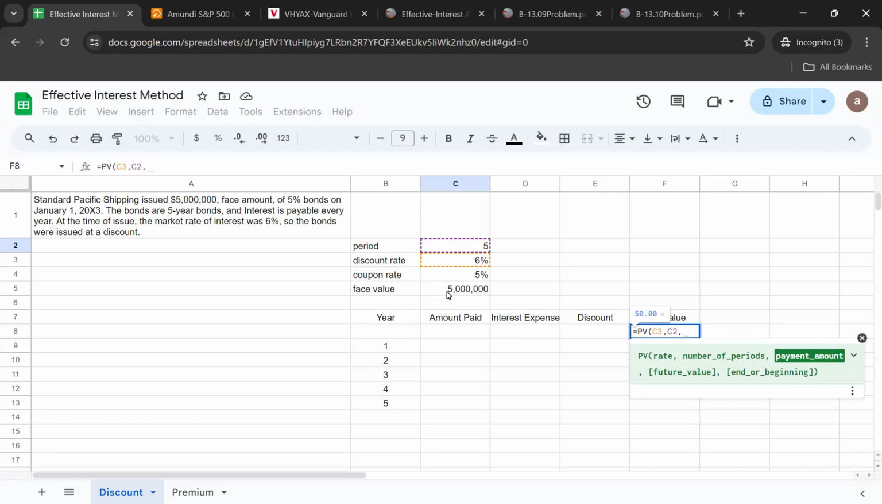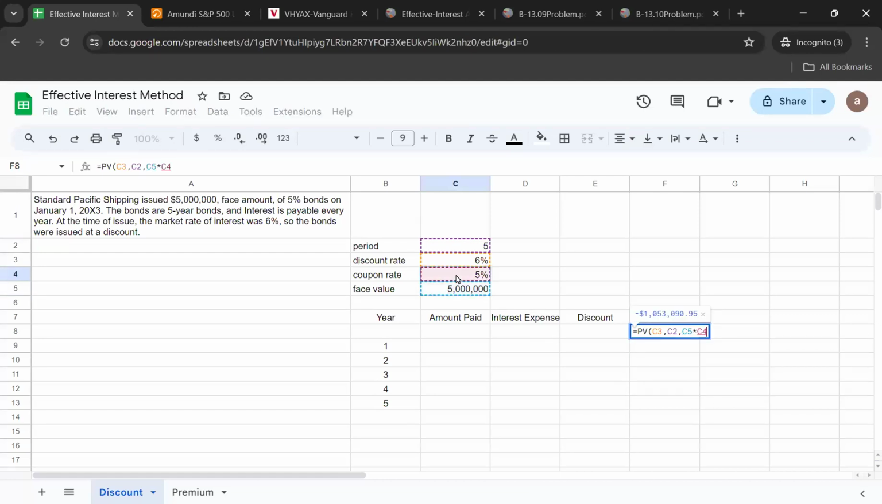So you have to pay attention to these terms as well at the same time as we are solving the question. So the payment amount, the interest that the company is going to pay on this, would be 5 million times that 5%, and which is annual.